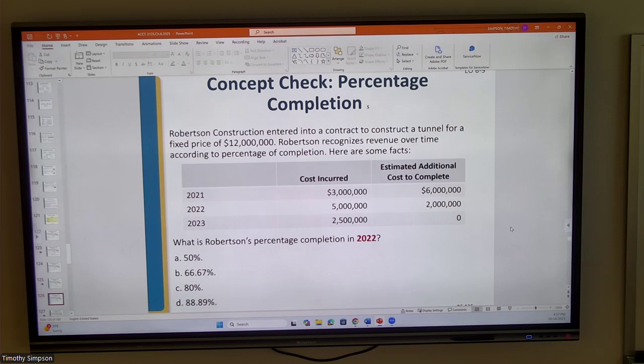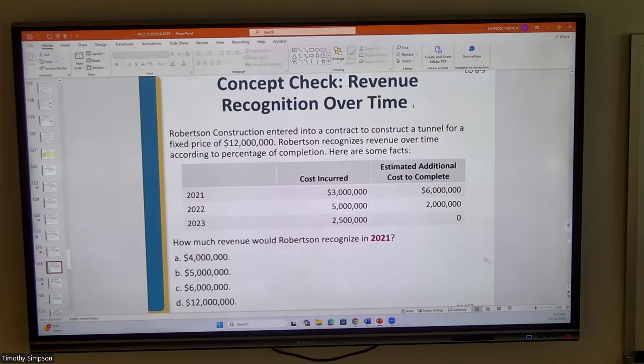So all right, let's see here. As of 2022, what is the percentage completion? That is, we have $8 million. That's 3 plus 5, right? Divided by the $10 million, and so 3 plus 5 is 8 million, divided by 10 million is 80%. So okay, and we're going to take this and go forward.